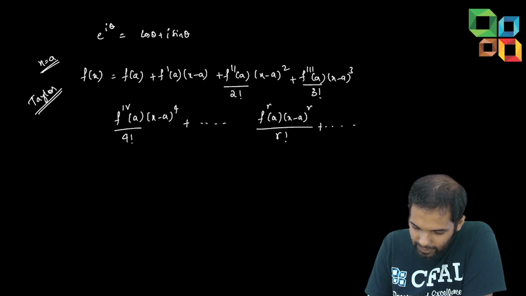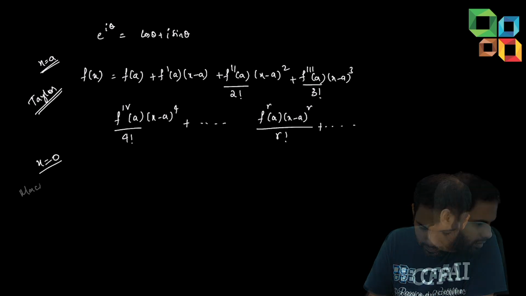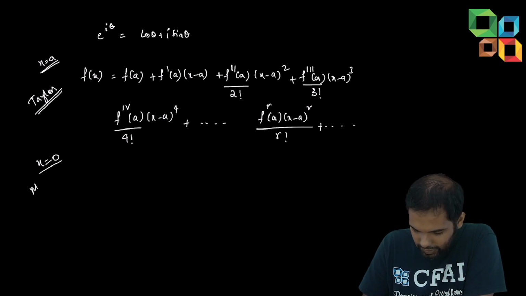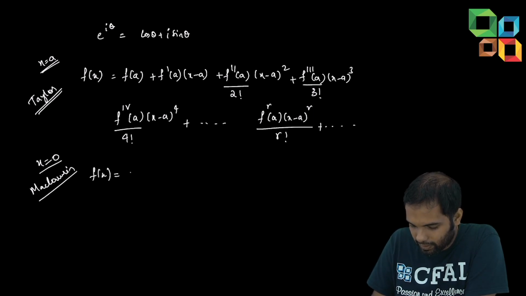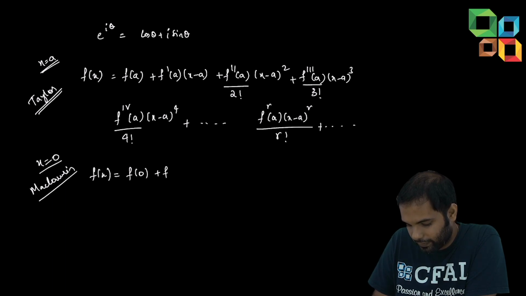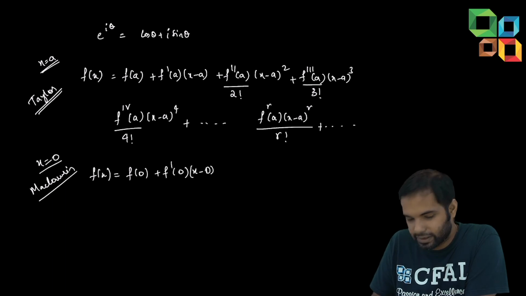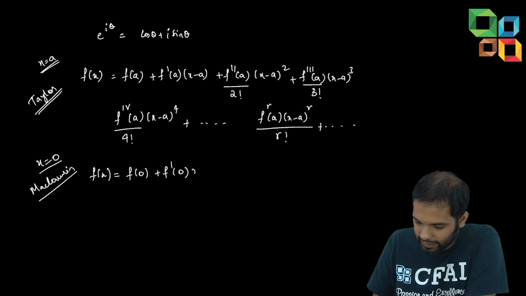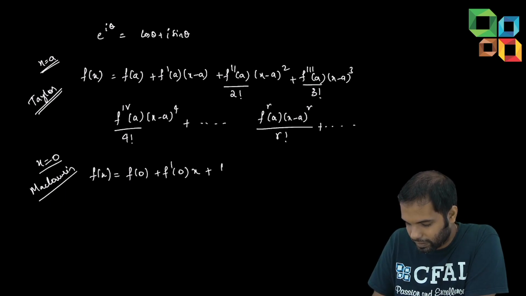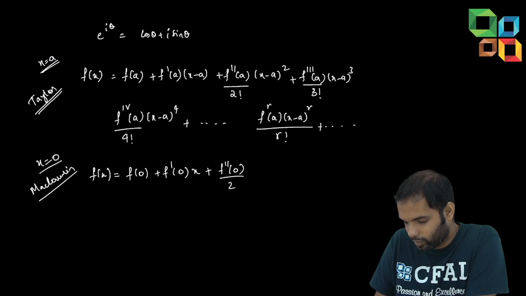So for the same formula, if I put x equal to 0, what I'm going to get is a Maclaurin series. I'll just simply put it: f of x is f of 0 plus f dash of 0 into x minus a. Right? Now a is nothing but 0. So what will happen? Look at the series. Because a is 0, this will turn to x.